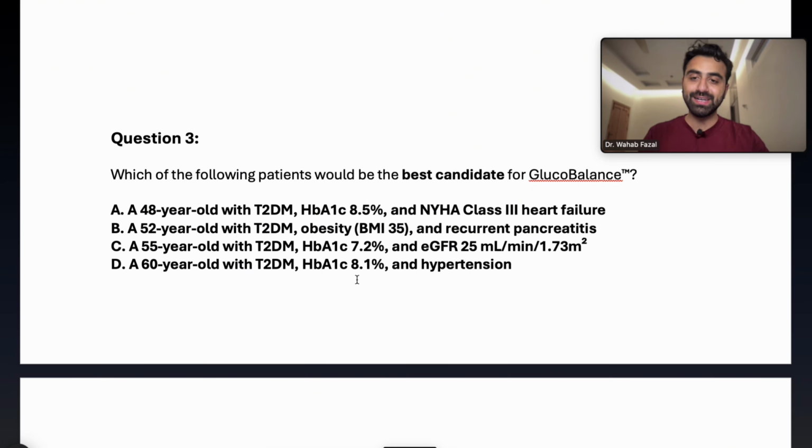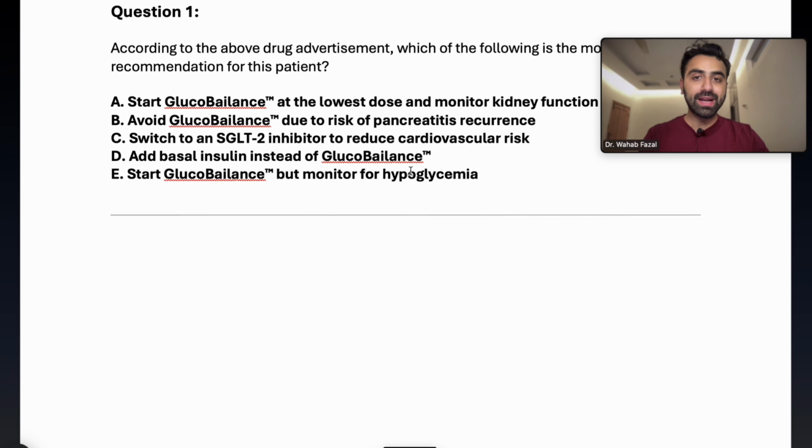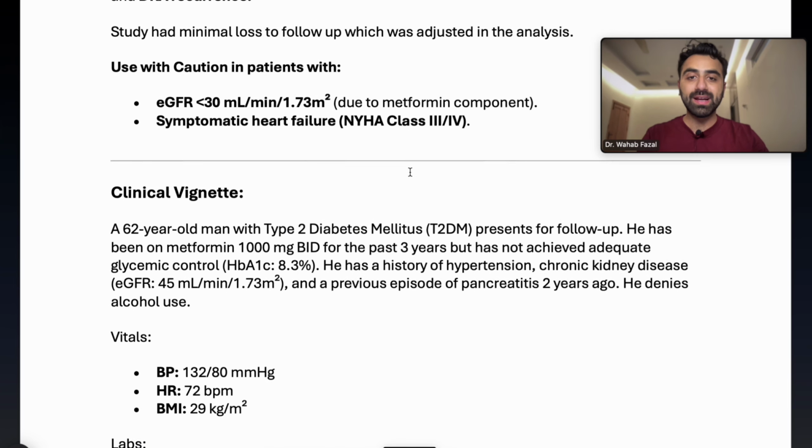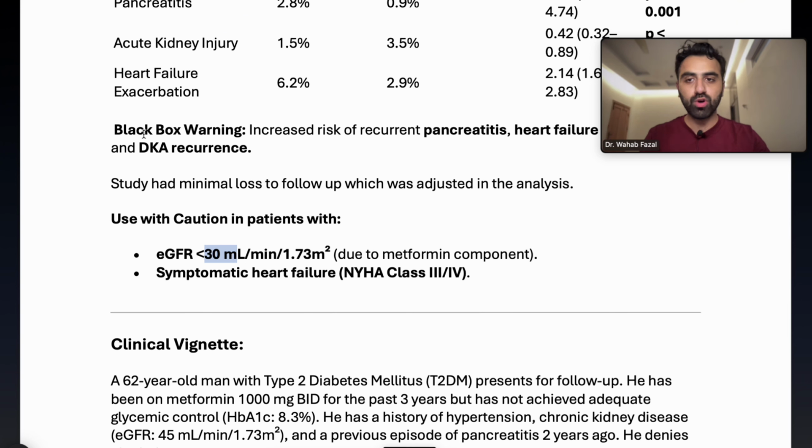Let's talk about the third question here, which is, which of the following patients would be the best candidate for glucobalance? For this question, I think we're going to have to go back and look at the adverse effects and the contraindications, because if we know the contraindications, then right off the bat we can exclude those people. People with symptomatic heart failure, so we use it with caution in these patients, and people with EGFR less than 30. Whenever you have something like use with caution in these black box warnings and adverse effects, think of that more like a contraindication. They want you to see this and say that this patient is not right for this drug.